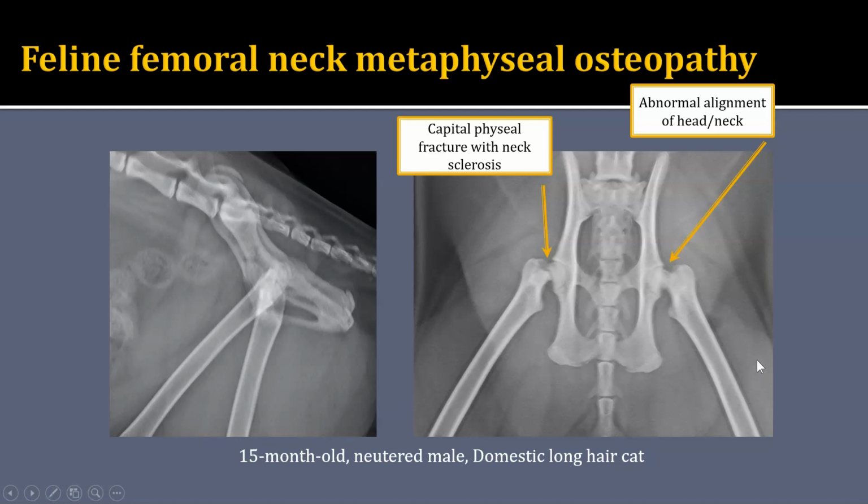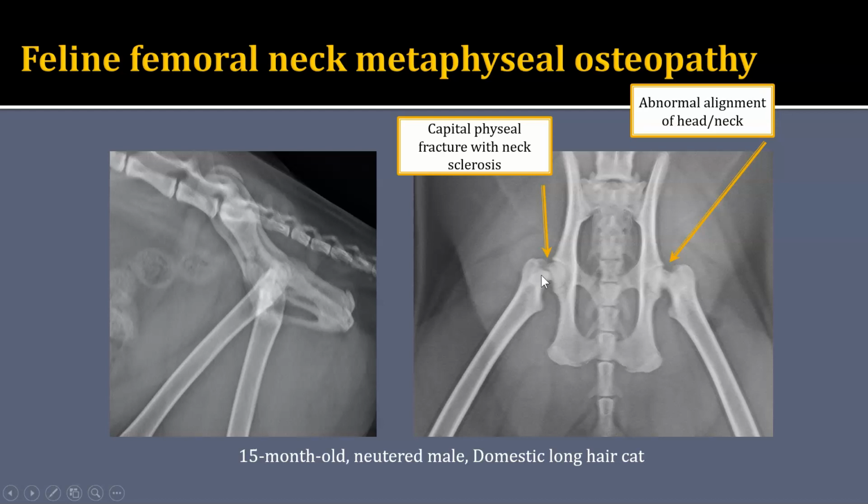When we look really on the ventrodorsal view, it's going to be challenging to identify the abnormalities on the lateral view. On the right side here is our femoral head, and it is not aligned with the femoral neck. So this part of the femoral neck here should line up with this part of the femoral head. So this is actually our capital physeal fracture. And if we look at the femoral neck or proximal metaphysis, it actually has some sclerosis.